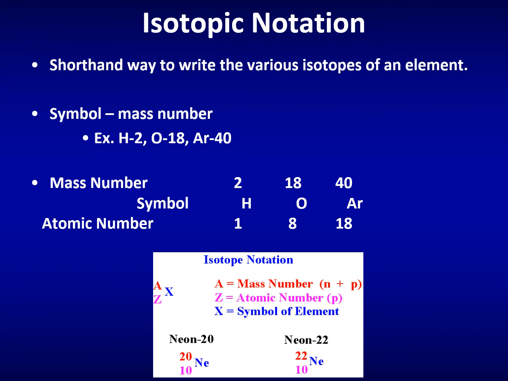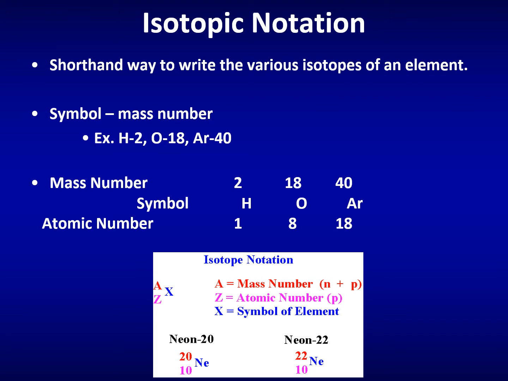Perhaps a better way to do it, though, is to give the mass number in the upper left of the symbol and the atomic number in the lower left of the symbol. If you look at the bottom examples here, hydrogen, having an atomic number of 1, indicating there's 1 proton, it can tell us then the mass number is 2. That means that 2 minus 1 equals 1, or 1 neutron.